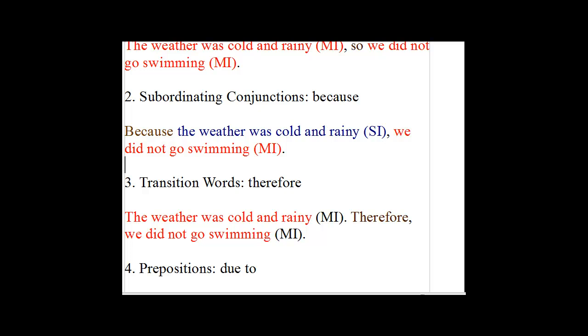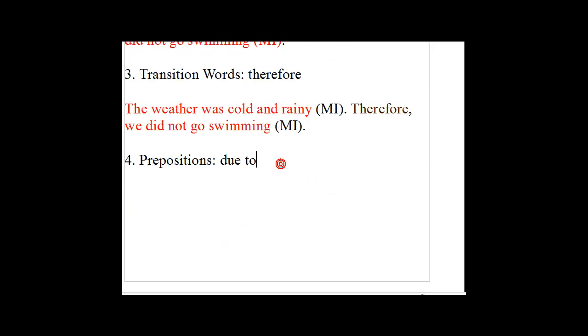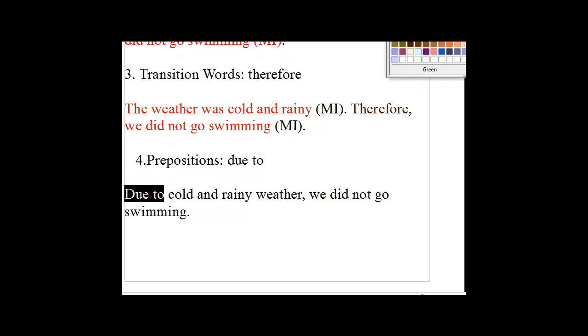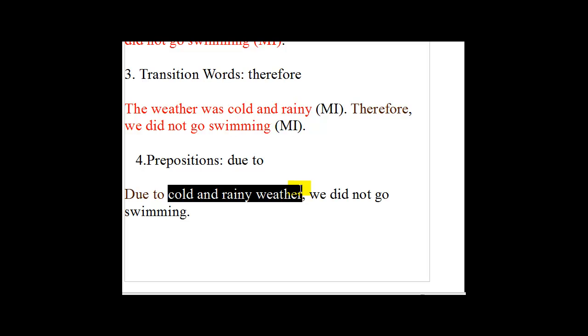Okay, so let's go to the last one. We have prepositions. You might say due to cold and rainy weather, we did not go swimming. Now in this case we'll make due to brown as a type of connector. Then we have here cold and rainy weather. This is, again, you have the cause. You're expressing the cause in every sentence, right?